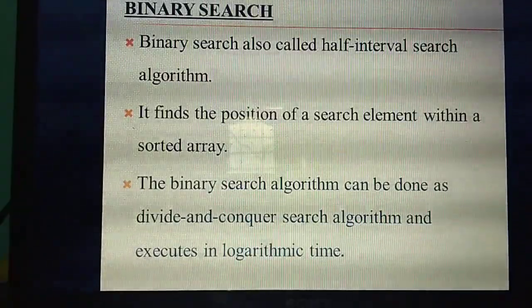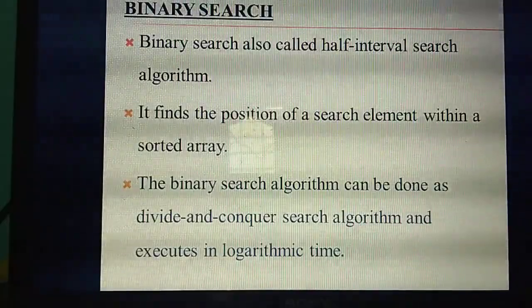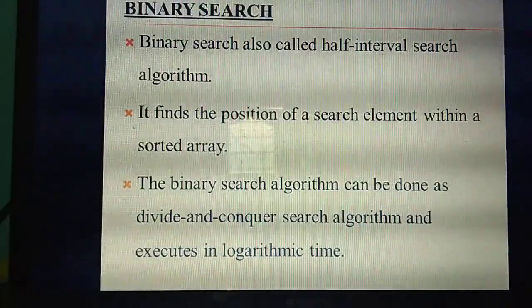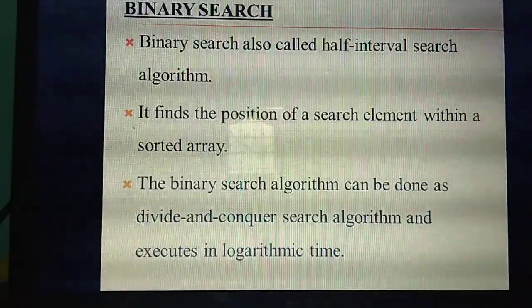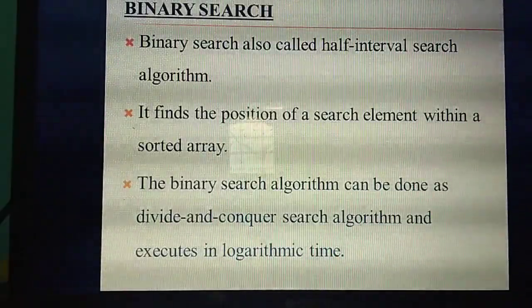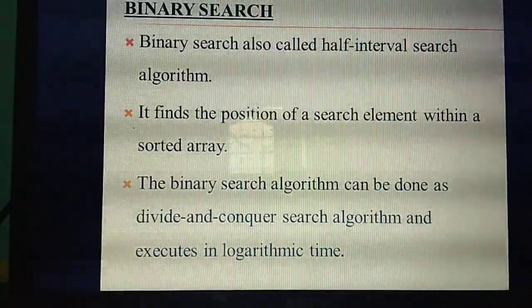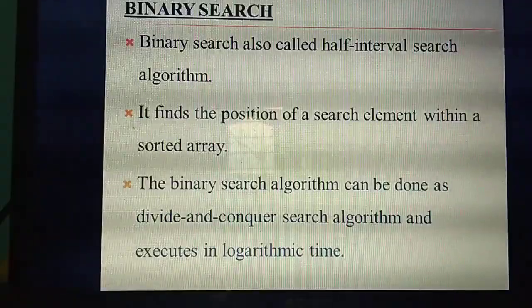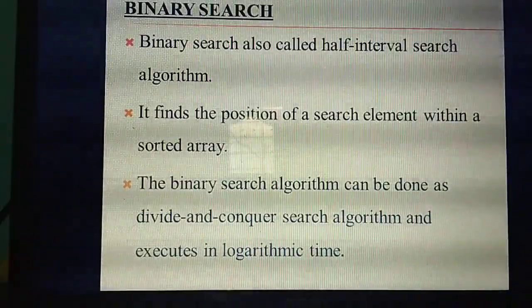What's the meaning of linear search? It will search one by one, that means in sequential order, and it will display the particular index value if the search element is matched. One of the most important things you discussed in linear search is that the array need not be ordered, isn't it?